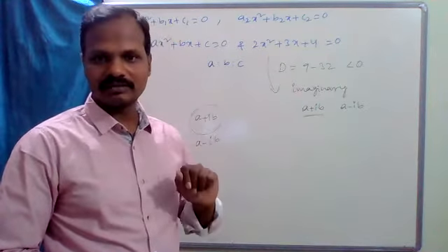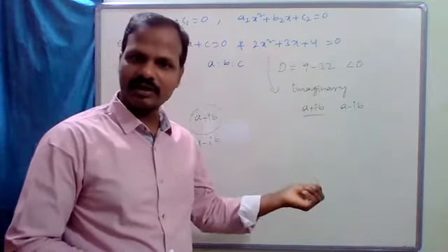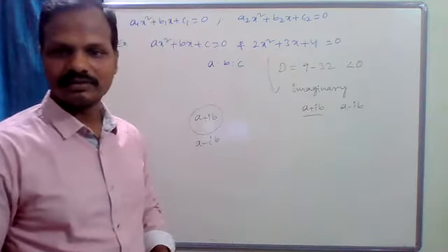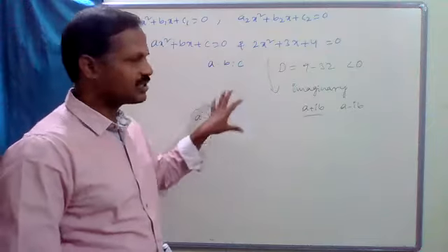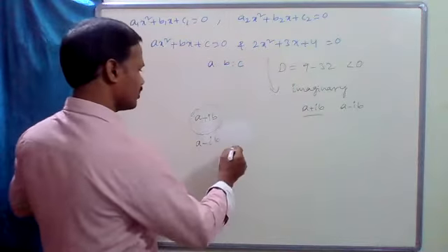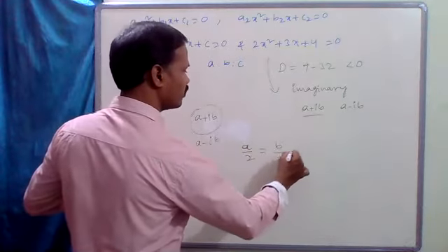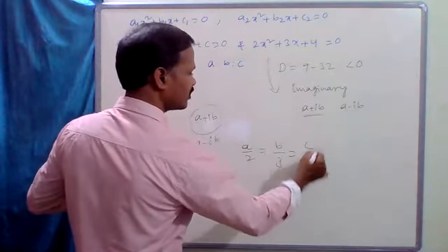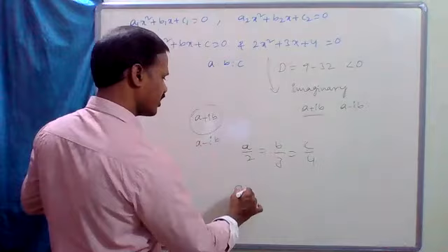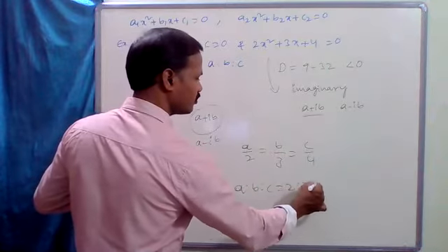But what is given in the problem? One root is common. Then obviously what is the meaning? The inner meaning is that the second one is also common. So since both roots are common, what is the relation? The relation is a1 by a2 equal to b1 by b2 equal to c1 by c2. So therefore a : b : c equal to 2:3:4.